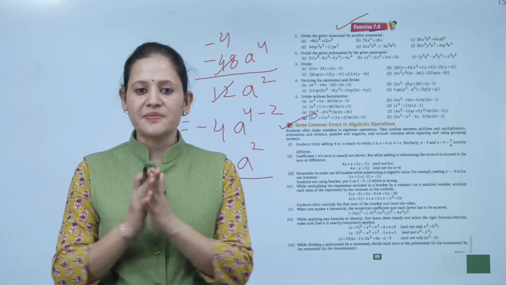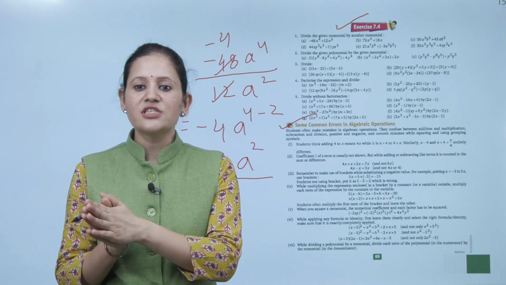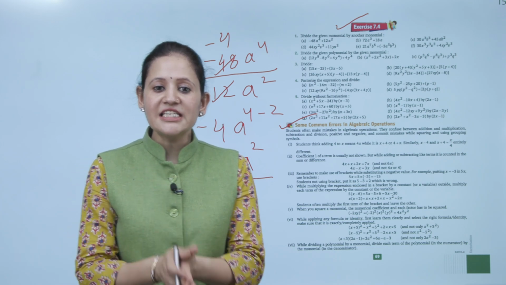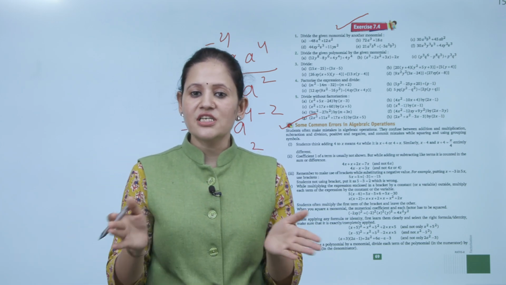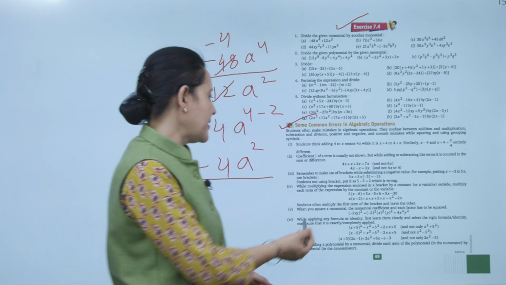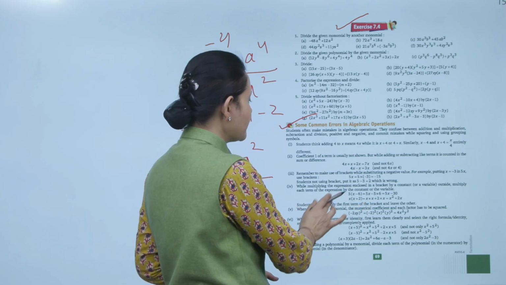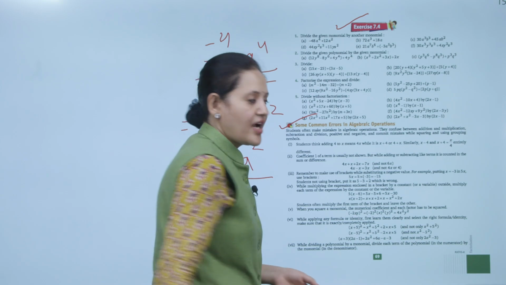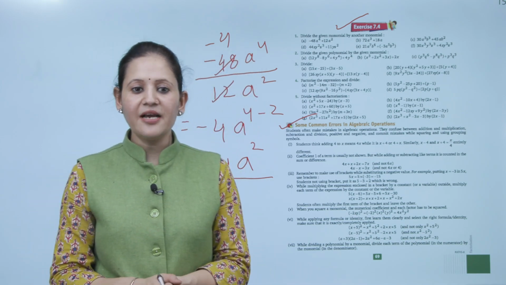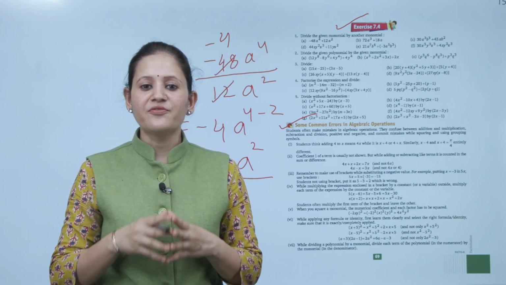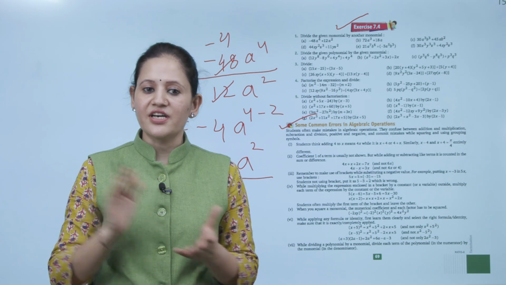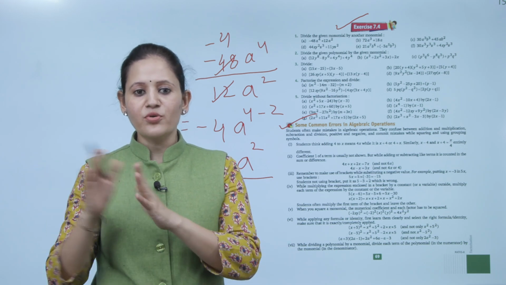While multiplying the expression enclosed in the bracket by the constant outside, multiply each term of the expression by the constant or the variable. 5 multiplied by (x minus 6) is equal to 5x minus 5 into 6, that is 5x minus 30. Clear? So students often multiply the first term of the bracket and leave the other. So you have to multiply with both the terms.